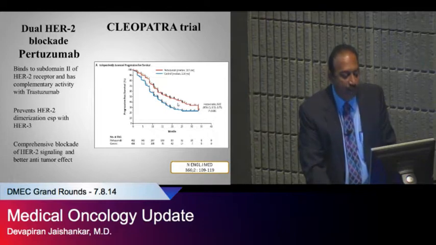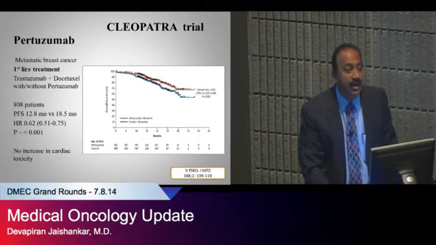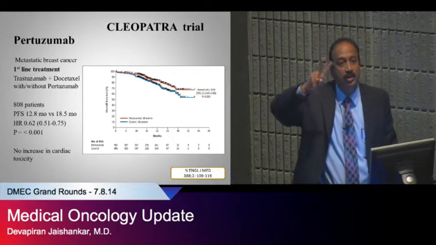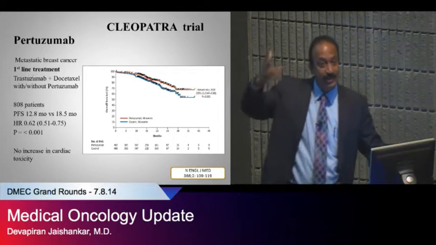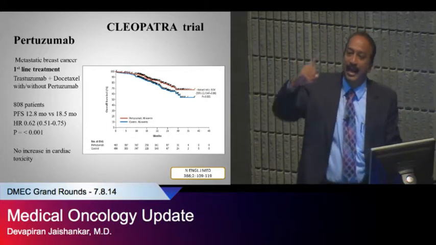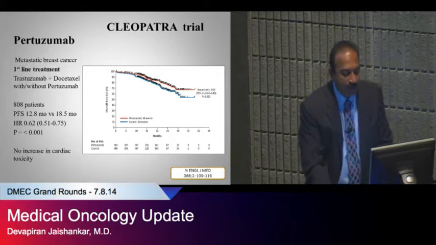So this is now first-line treatment, and this is now standard of care, and according to guidelines, a Category 1 recommendation that you use dual HER2 blockade, not one or the other. So that's a new concept, and that's an update that you need to be aware of. They will be taking trastuzumab and pertuzumab in combination with the chemotherapy.